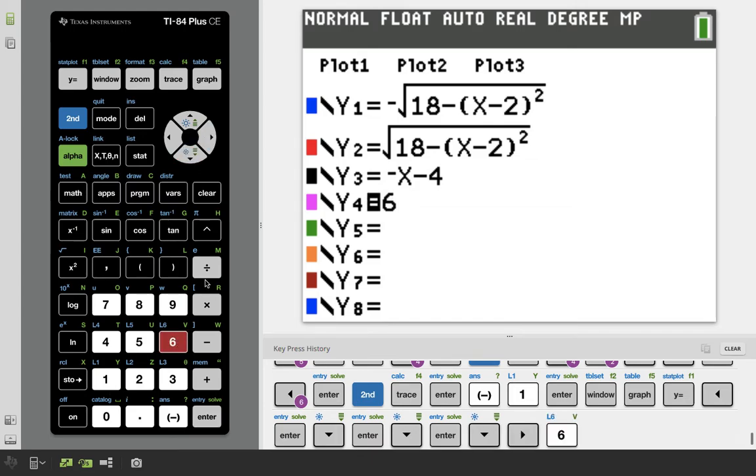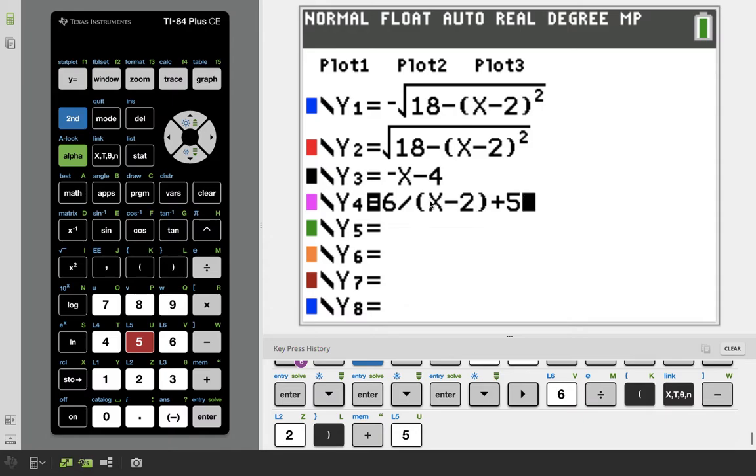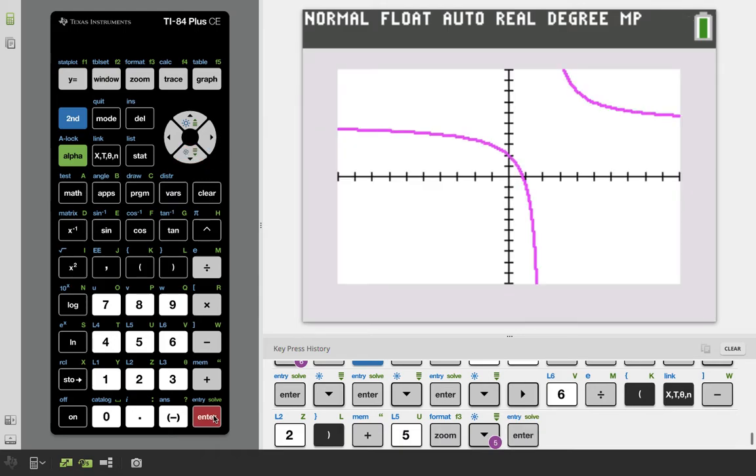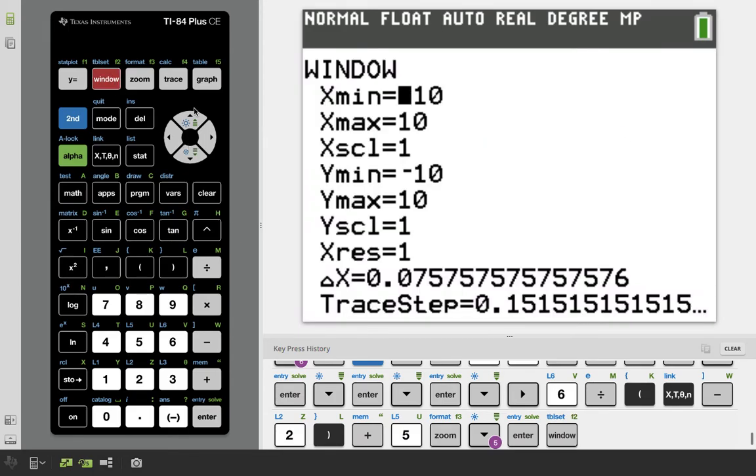The reason I might want to graph it in particular is it's going to make it quicker and easier to see those axis intercepts. It was a +5, wasn't it? So it's y equals 1 on x minus 2, plus 5. Maybe just do a zoom standard. There it is. I might want to adjust the window a bit there, give it a bit more y max.